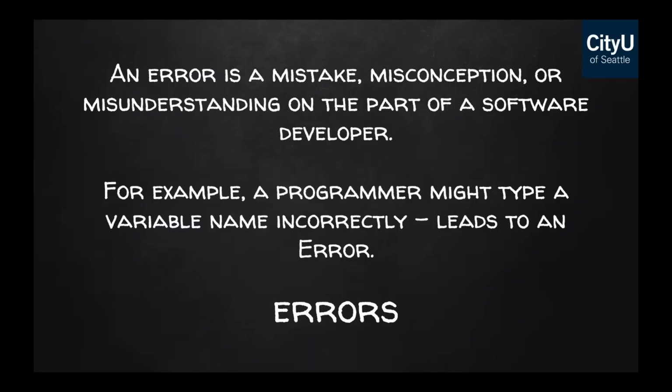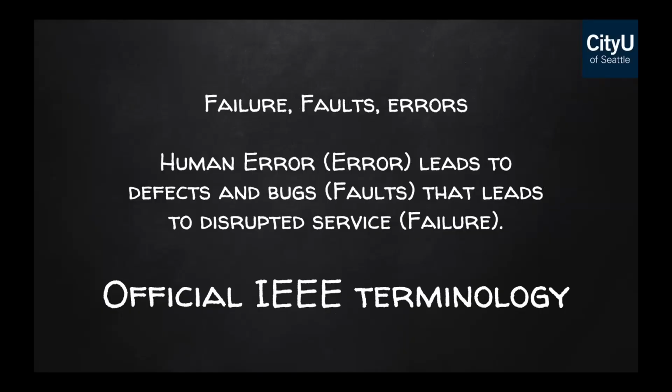Okay. Again, an error is a mistake, misconception, or misunderstanding on the part of the software developer. For example, a programmer might type a variable name incorrectly, which leads to an error. I'll try to connect these things more. So we do have the failure, fault, and error. It's the official IEEE terminology.